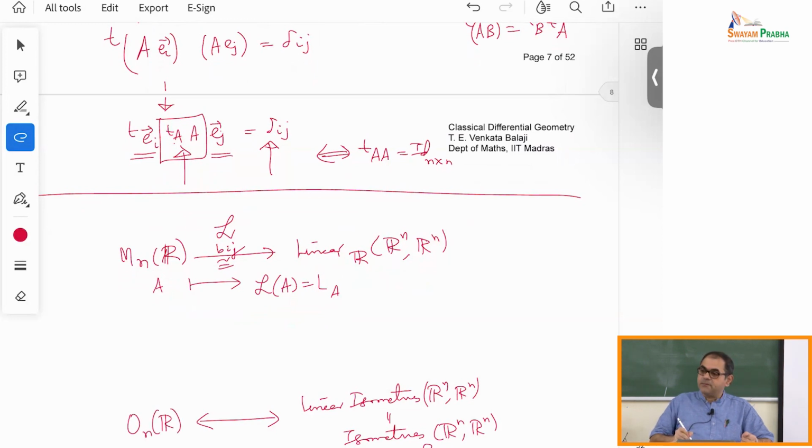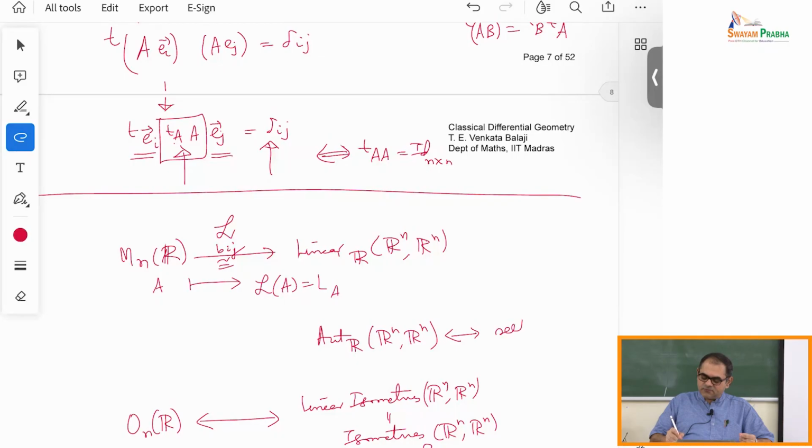But what is going to come in between is the automorphisms from Rn to Rn. And what is this? Automorphisms are self isomorphisms. Auto means self. So automorphisms are self isomorphisms, and what are the self isomorphisms? These are the invertible linear maps.